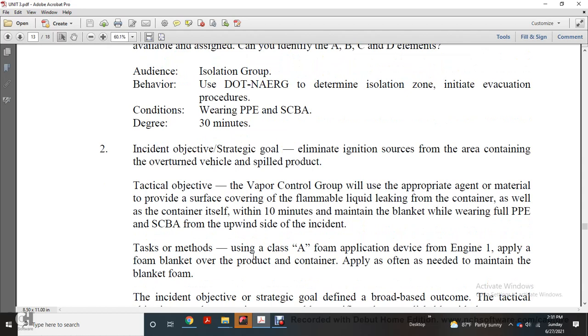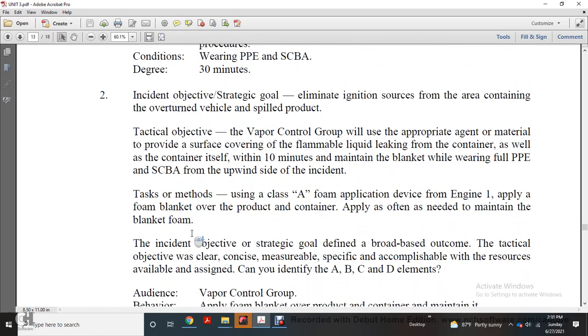The next tactical objective is for the strategic goal of eliminating ignition sources for the area contained with an overturned vehicle, for spill control. The tactical objective is for the vapor control group to use the appropriate agent for the material, to provide a blanket covering the flame of the liquid leaking from the container as well as the container itself, within 10 minutes, maintaining the blanket, wearing full personal protective equipment and self-contained breathing apparatus, upwind of the incident.